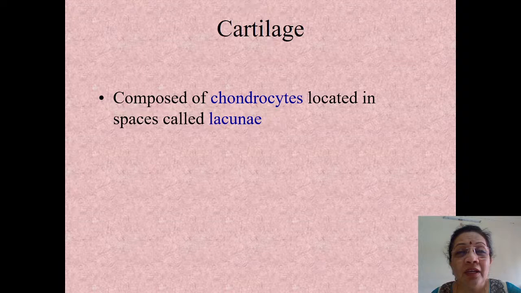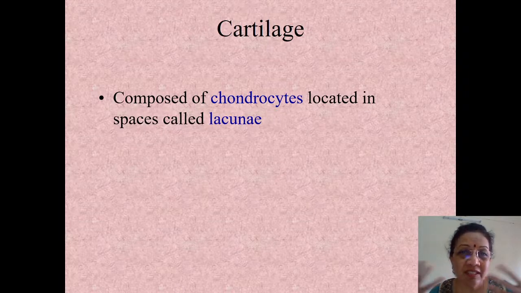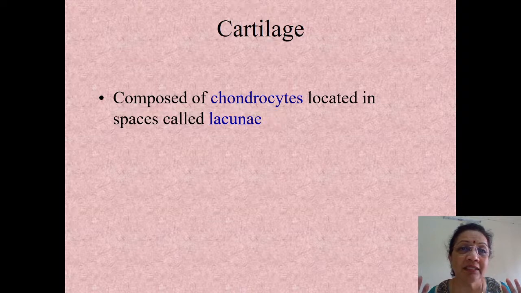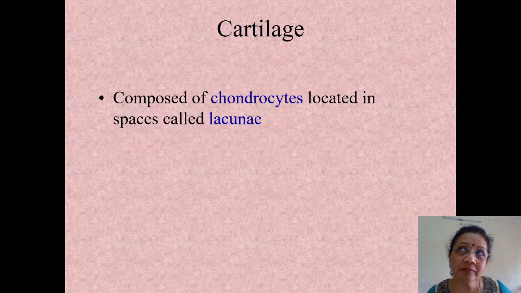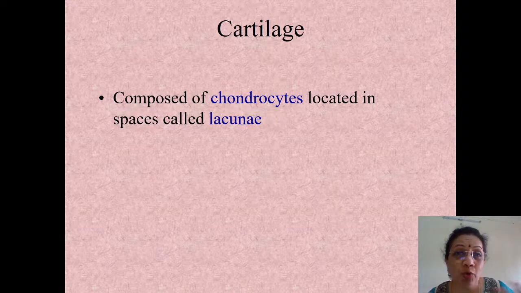To lay it down as the base, we need cells which will only produce this and no other kind of matrix. These cells will be called chondrocytes. And once they start secreting this matrix all around themselves, they kind of get trapped into this space because this matrix is a semi-flexible, semi-rigid material. When we come to bone, we'll see that the material becomes even more rigid, so rigid that the cells have no scope of doing anything except staying where they are.